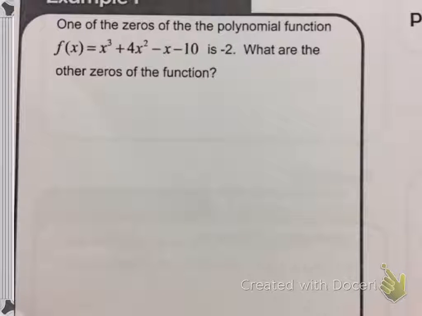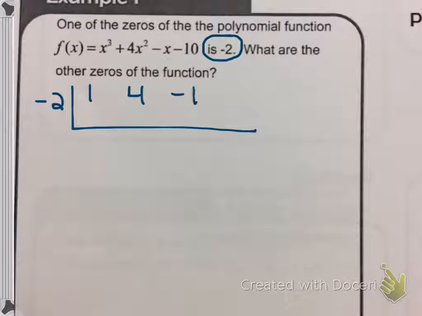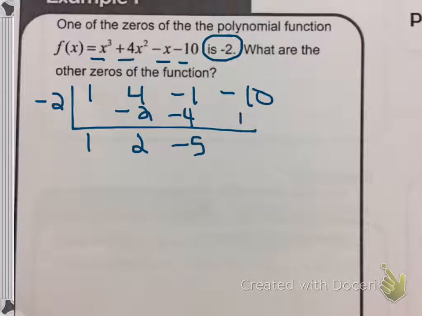So this first problem right here gives us the factor of x + 2, and it asks us to find the other zeros of the function. So we're going to continue to do what we've been doing with our synthetic division. We're going to take our coefficients from up here on our variables, and we're going to do synthetic division. So drop the 1 down, multiply by -2, add straight down, multiply by the corner, add straight down, multiply by the corner. I get a remainder of 0.